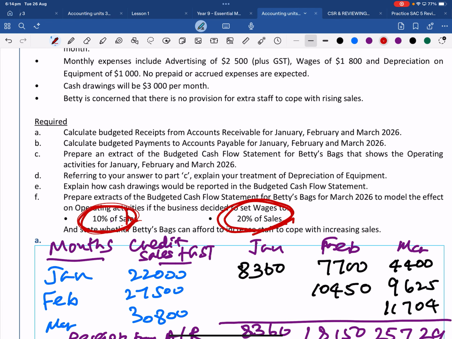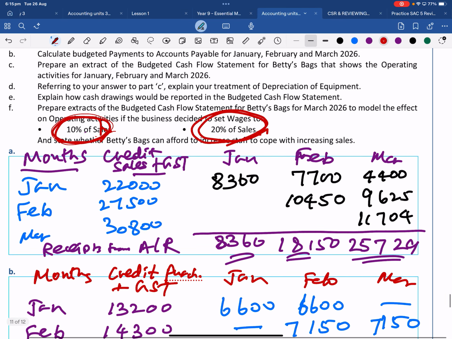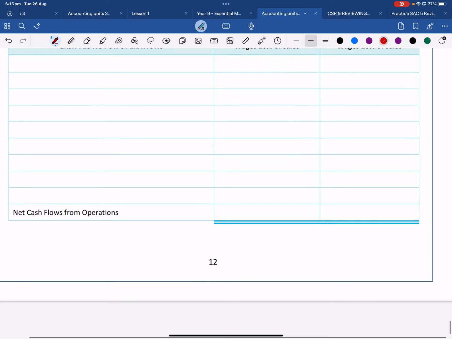Right? Okay, so wages would be set to 10% of sales and 20% of sales. Then we'll have to model the effect on the operating activities only. What do you mean by model, guys? We are going to see what will happen on the cash flow statement, in the operating activities. So would only the wages change? Yes, only the wages change. Everything else will be the same. Okay. Shall we do it?